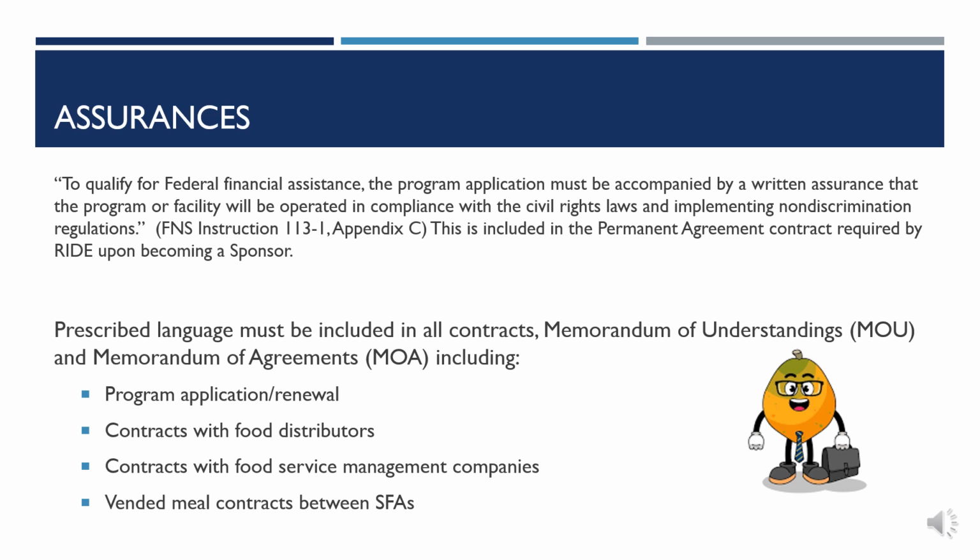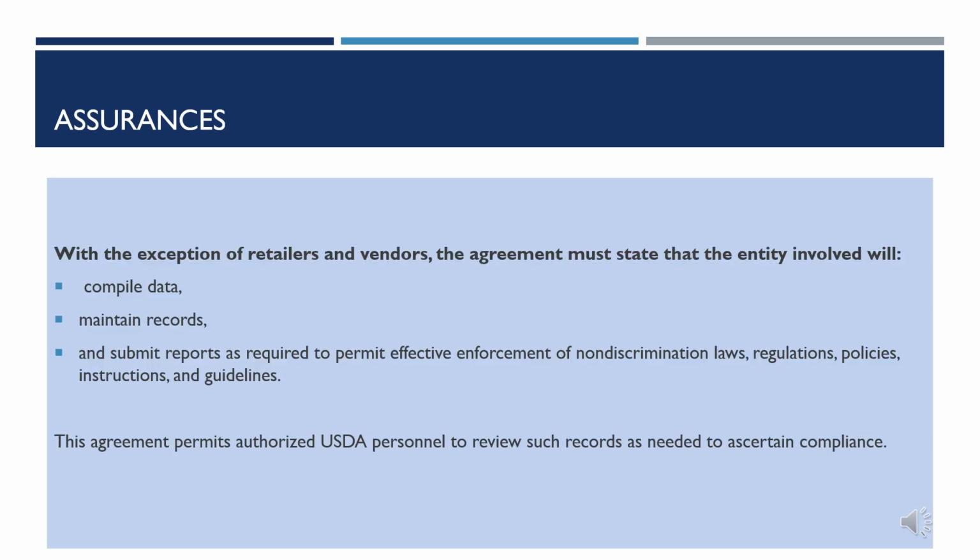Prescribed language must be included in all contracts, MOUs, and MOAs, including contracts with food distributors, contracts with food service management companies, and vended meal contracts between SFAs. With the exception of retailers and vendors, the agreement must state that the entity involved will compile data, maintain records, and submit reports as required to permit effective enforcement of non-discrimination laws, regulations, policies, instructions, and guidelines. This agreement permits authorized USDA personnel to review such records as needed to ascertain compliance.